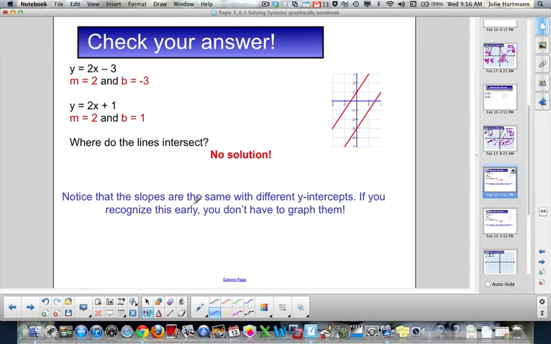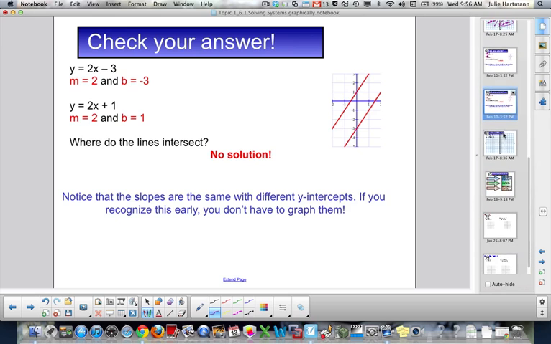Next, check your answer. We have no solution. So notice that the slope is the same with different y-intercepts. If you recognize that early, you don't have to graph them. Okay? If you recognize that, oh, they have the same slope, different y-intercepts, no solution. All right, next, down here.